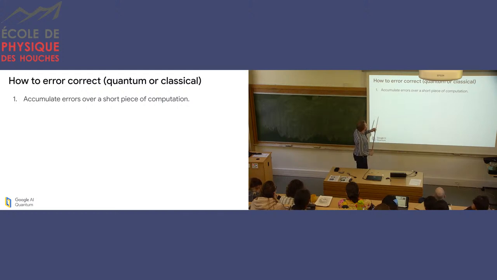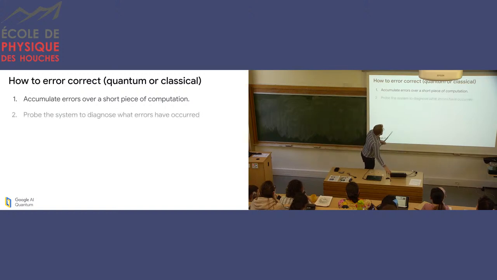To error correct, regardless of whether you're doing quantum or classical error correction, the way you do it is as follows. Firstly, you let yourself accumulate errors, and in particular here, you cut up the circuit that you're trying to run into a bunch of smaller circuits, and I accumulate errors only over that small circuit. Then you probe the system to diagnose what errors occurred, and here you have to make the assumption that you can diagnose the errors, and this is where things get difficult. And then thirdly, you can do one of two things.